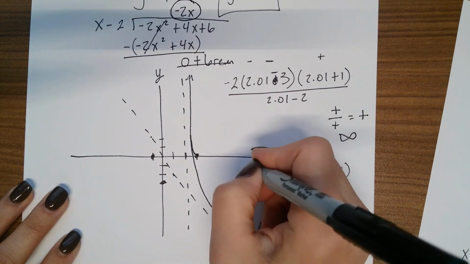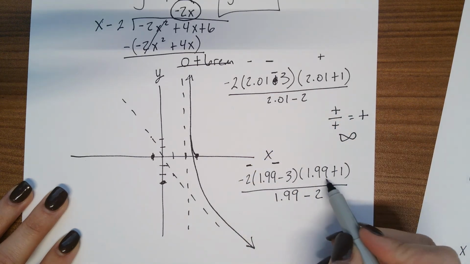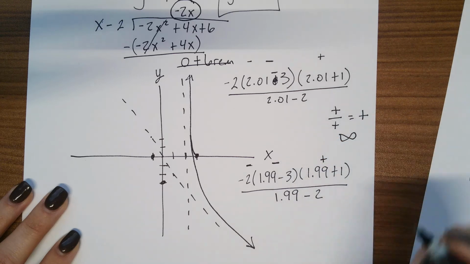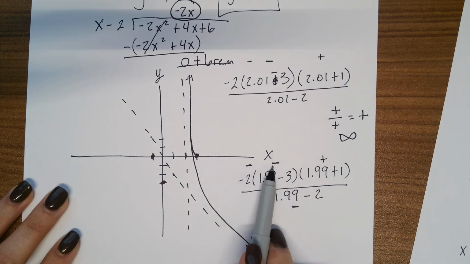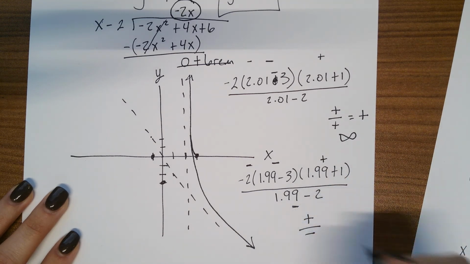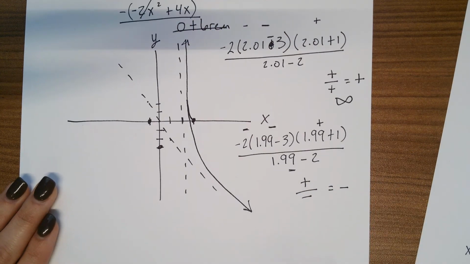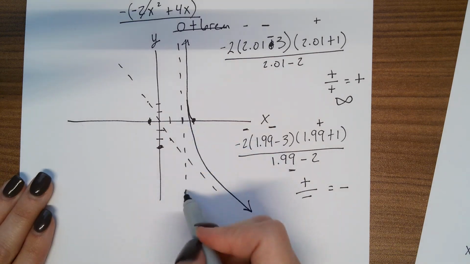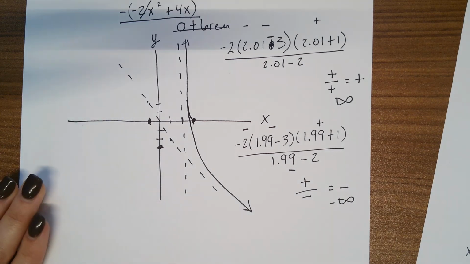So again, negative 2 stays negative. 1.99 minus 3 would be negative. 1.99 plus 1 would be positive. And in the denominator, 1.99 minus 2 would be negative. So on the top, I have a negative times a negative, which is a positive, times a positive, which remains positive. And in the denominator, I have a negative. So a positive divided by a negative gives me a negative. So my assumption here is that my graph on the left side of the vertical asymptote, so right here, would be going off to negative infinity, which again is kind of what we assumed.